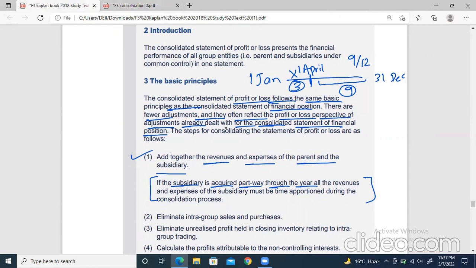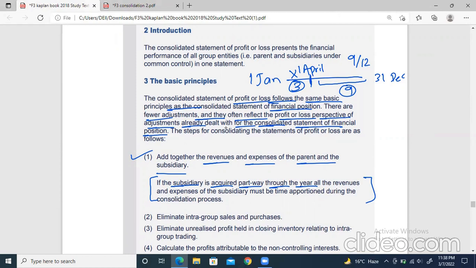Will this also happen with the assessment of financial position? No, not for the financial position, only for the profit and loss. Yes, exactly. Just for the profit or loss. The mid-year acquisition concept in financial position was just limited to the acquisition date and reporting date, just keeping the dates in mind. We don't have to apportion anything over there because that's already apportioned.